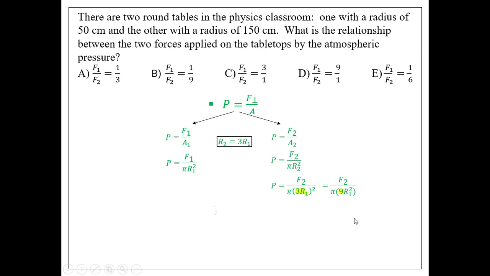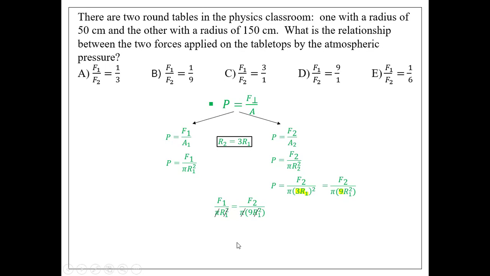Well, what do I do with this now? I have two statements for P. On the left side, I said P is equal to F1 over pi R1 squared. On the right side, I have P is equal to F2 over pi 9R1 squared. So because both these statements are equal to P, I can just set them equal to each other. So as you can see here, there's pi on the bottom. That will naturally cancel out. And there's an R1 squared. There's also an R1 squared on the bottom right as well. So the only thing left here is F1, F2, 9, and a 1, right?